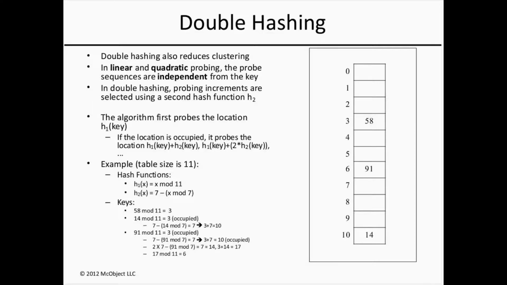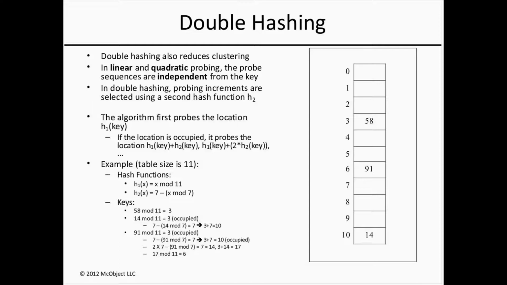So let's look at how the hash code for the value 91 is arrived at. So 91 modulus 11 equals 3, which is occupied. So we go to the second hash function, 91 modulus 7 equals 0, 7 minus 0 equals 7, and 3 plus 7 equals 10, which is also occupied. So we take 2 times the second hash function, which gives us 14, and we add it to the result of the first hash function, 3, to get 17.